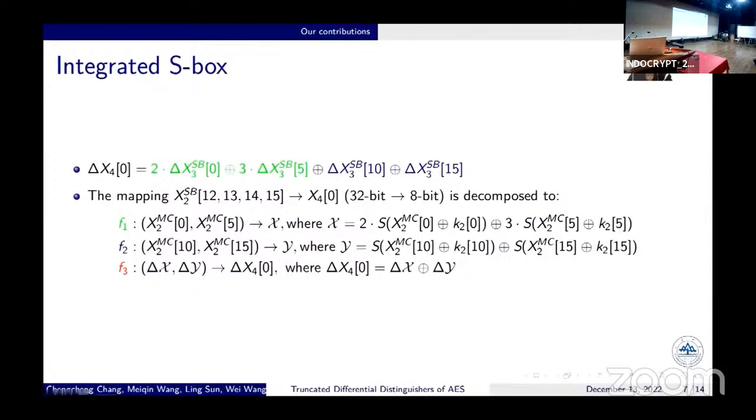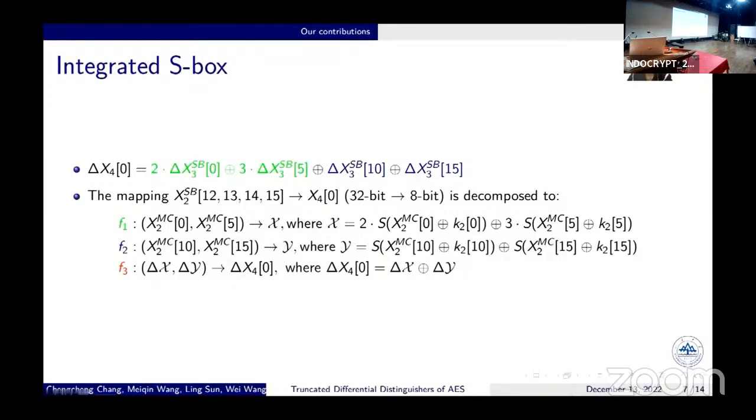Instead, we decompose the super S-boxes into 3 16-bit to 8-bit functions, F1, F2, and F3. F1 and F2 are 2 16-bit to 8-bit functions. In fact, both of them are XORs of 2 8-bit S-boxes. Their DDTs can be calculated efficiently by merging tables, stored as 2 pre-computation tables.